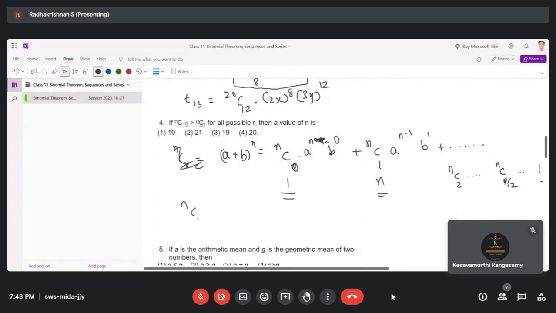So if you take nCr for all values of r up to n, then nC(n/2) will be the maximum, the middle value, right? So that means, whether n is even or odd, it will be n/2 plus or minus half. If it comes as a fraction, then the two middle values will be the same.